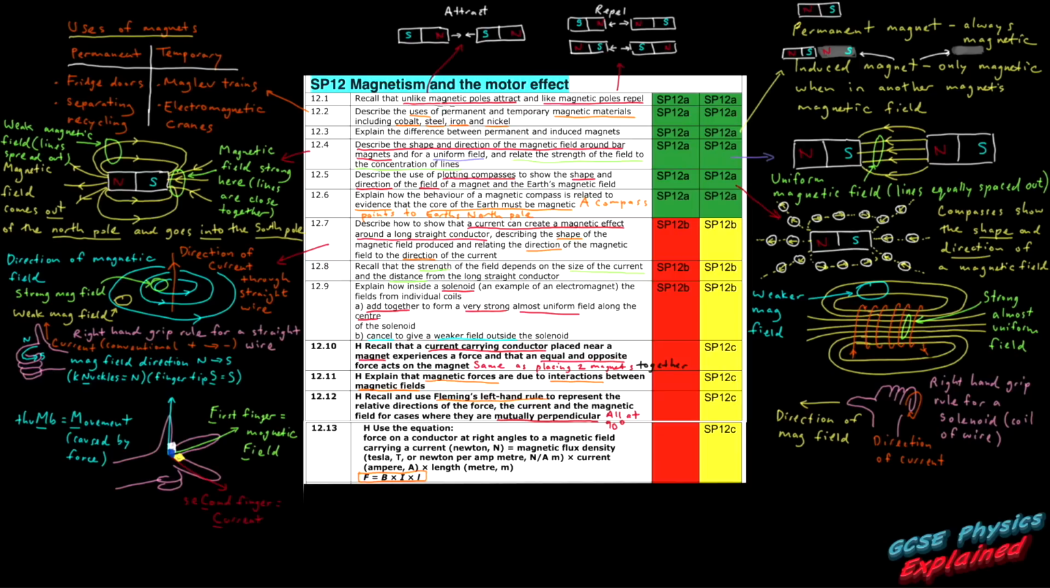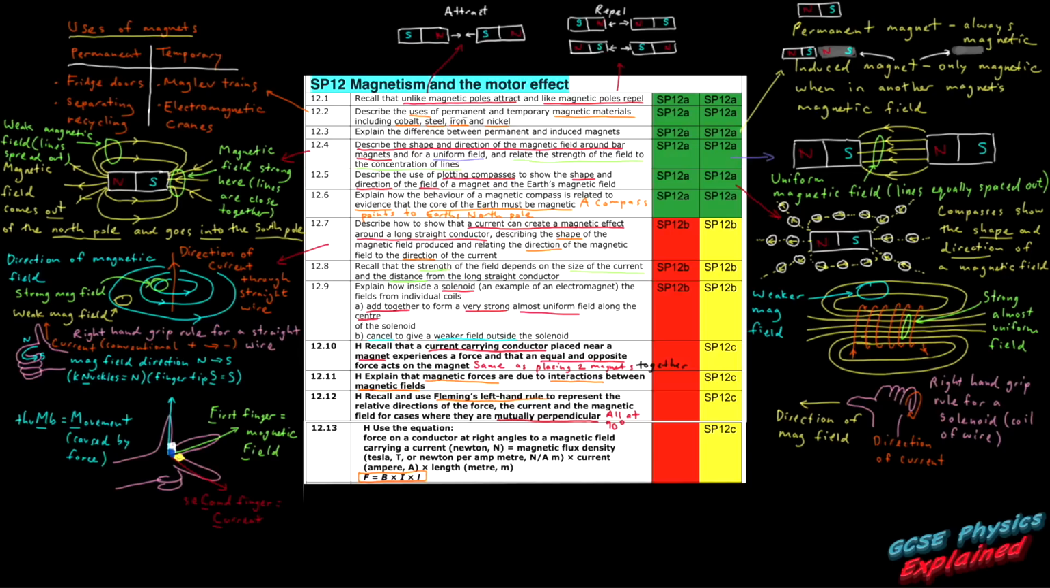Recall that unlike magnetic poles attract, just like that, and like magnetic poles repel. So a north repels a north, a south repels a south, and a north and a south will attract.